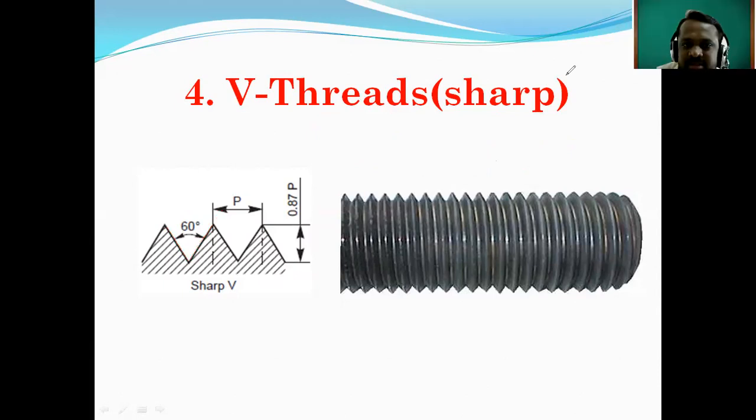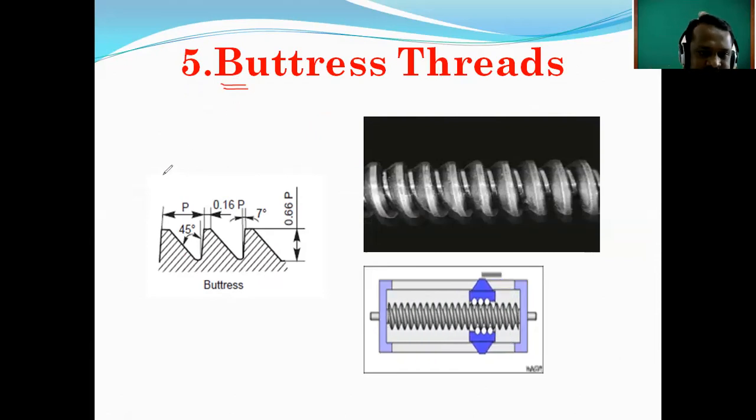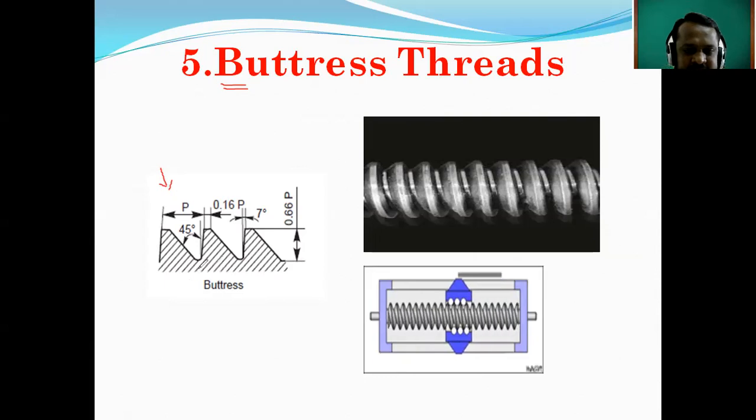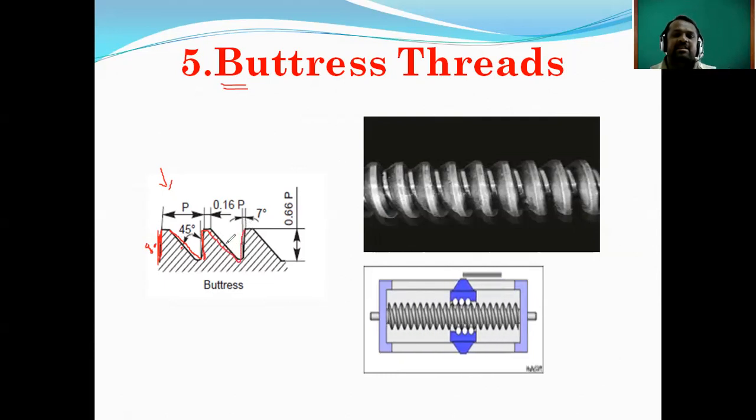Okay, the next type of thread is the buttress thread. Then what is meant by the buttress thread? Just see here, buttress thread. Let us observe this threading. In that buttress thread, what is the difference? One flank is at 90 degrees and the other flank is at 45 degrees. Here it is 90, this flank is at 45 degree, again it is 90, straight, again inclined at 45, and again straight. Such type of arrangement is there in the buttress thread.